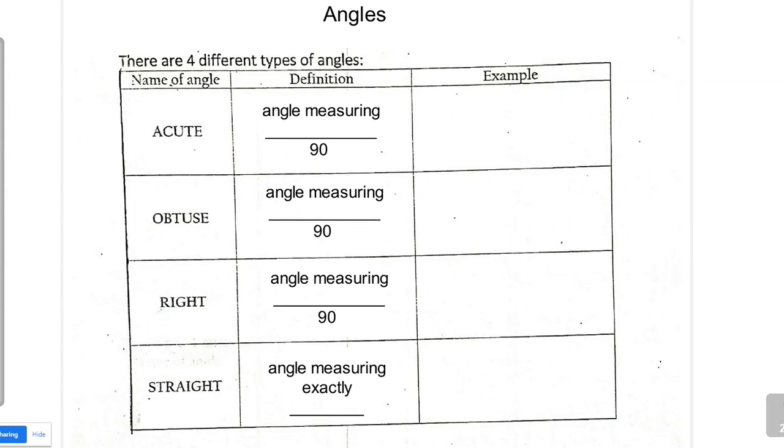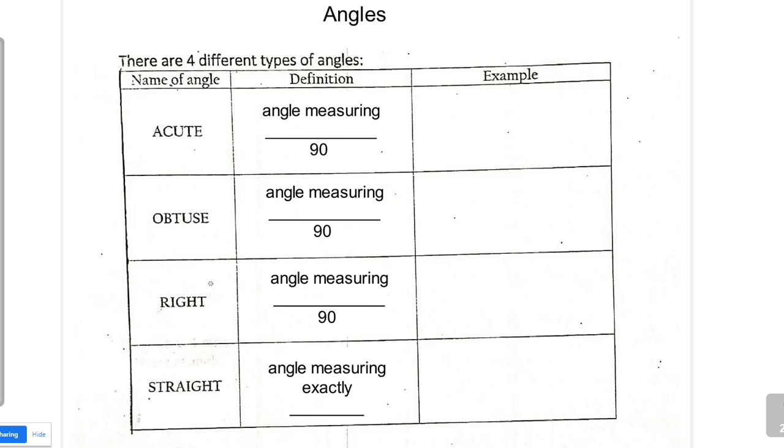Today, we are going to be looking at angles. There are four different types of angles: an acute angle, an obtuse angle, a right angle, and a straight angle. Let's first look at a right angle.